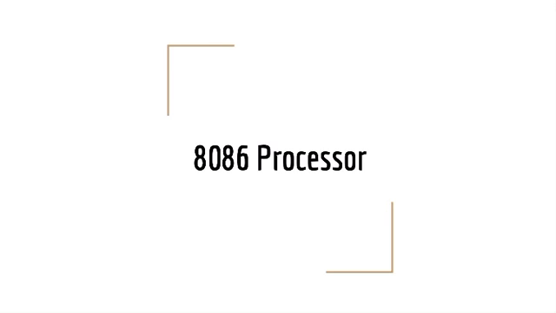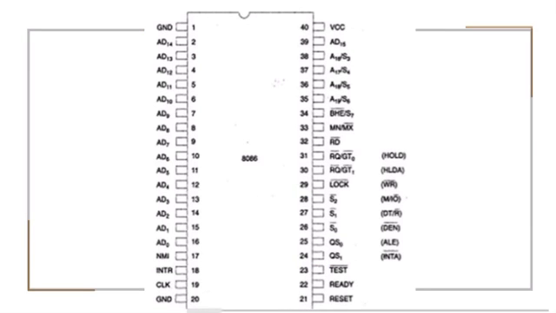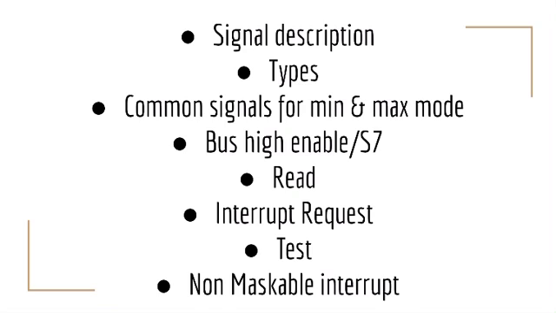First, this is the pin diagram of the 8086 microprocessor. It is a 40-pin microprocessor. I will discuss each and everything individually. First, let us see the signal description of 8086. The 8086 is a 16-bit microprocessor, as we all know.